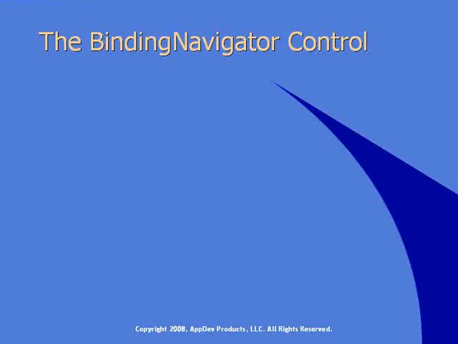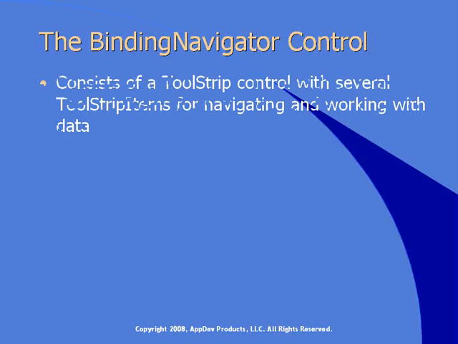When you drag and drop a table from the Data Sources window onto a form, Visual Studio creates a number of things. It creates data-bound controls, a table adapter, and a binding source. It also creates the Binding Navigator control. The Binding Navigator is a tool strip that is docked to the top of the form, and this tool strip contains a variety of tool strip items that you can use for navigating and working with data.